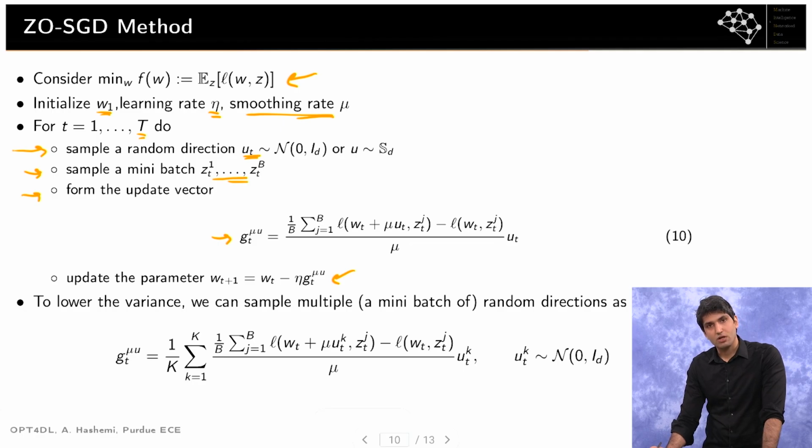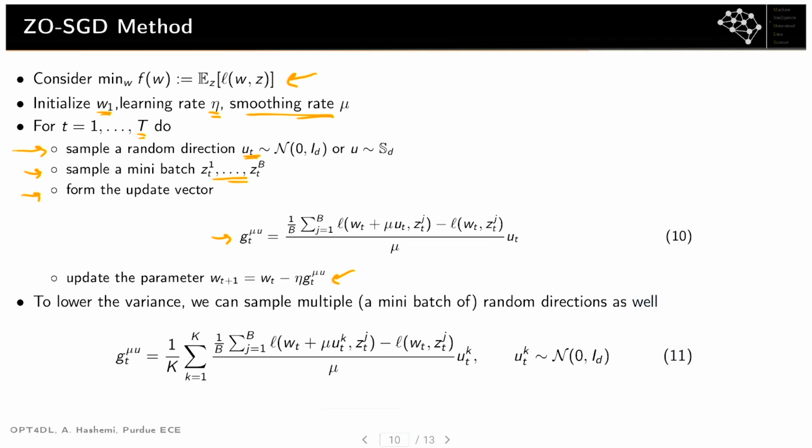So it's something to try to deal with. In the most simple case that we saw before, in order to deal with the high variance, was the idea of mini batching, where instead of one sample, we used, let's say, B samples. We can use the same idea here. To lower the variance, instead of using one random direction, you can use a mini batch of random directions.